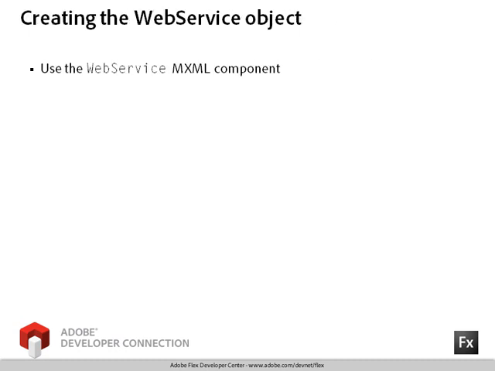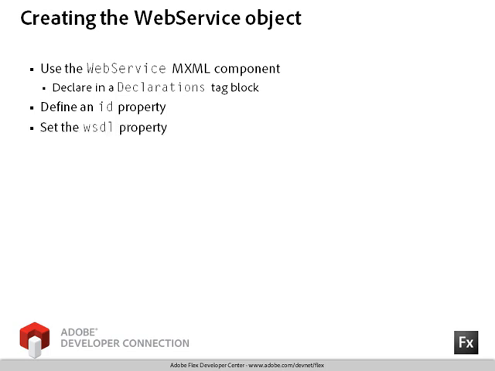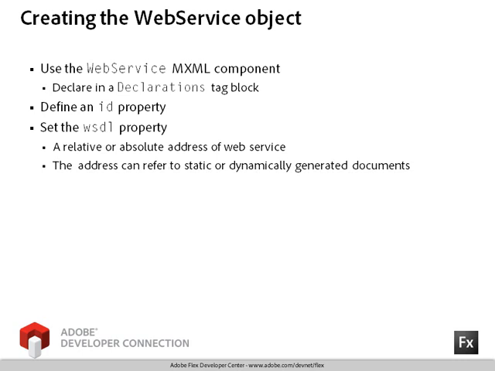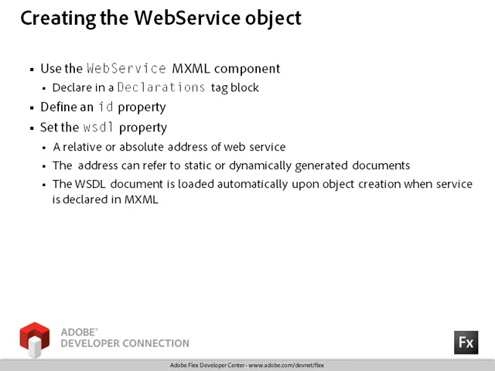To connect to a web service, you declare the Web Service MXML component in a declarations tag block. Remember that the declarations block is where you instantiate non-visual MXML components in your MXML application code. You should define an ID property for the web service object to uniquely identify the component instance and to make it accessible to your ActionScript code. Next, you must define the WSDL property, which is a relative or absolute address to the web service. The address can refer to static or dynamically generated WSDL documents. In either case, the document will be loaded automatically when the web service object is created.